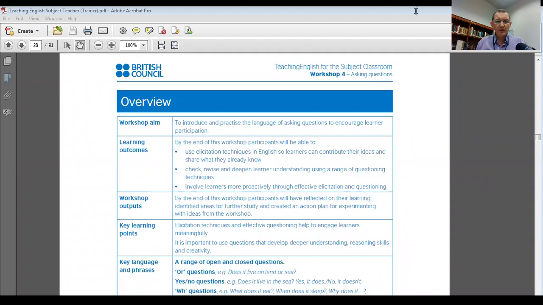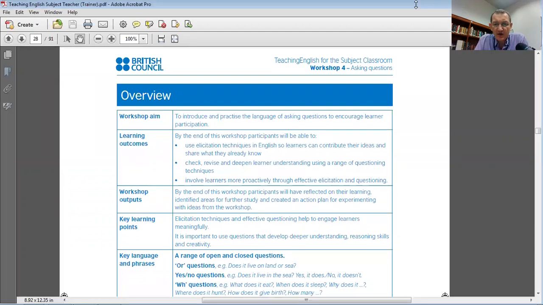So the aim of this session is to introduce and practice the language of asking questions to encourage learner participation. By the end of this workshop, the participants will be able to use elicitation techniques so learners can contribute their ideas and share what they already know. Elicitation is where the teacher gets an answer from the student. So the teacher doesn't give an answer, but draws the answer out of the student. That's elicitation.